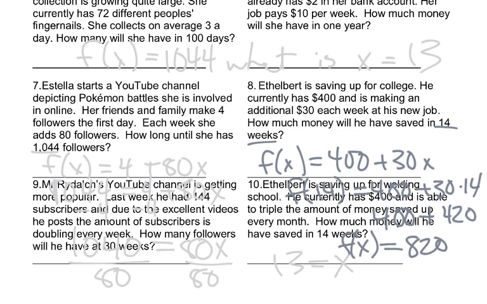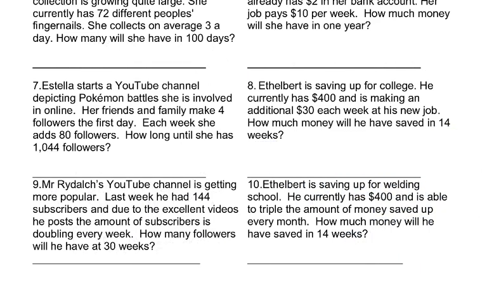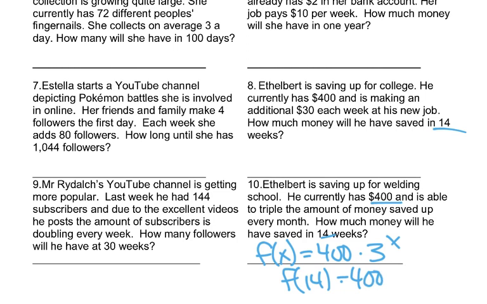Now let's take a look at number 10 to kind of contrast that. So now he's saving up for welding school. He still starts out with the 400, but he's going to triple the amount. Okay? How much money will he have saved in 14 weeks? So same situation as number 8. So I go f of 14 equals 400 times 3 to the 14th.